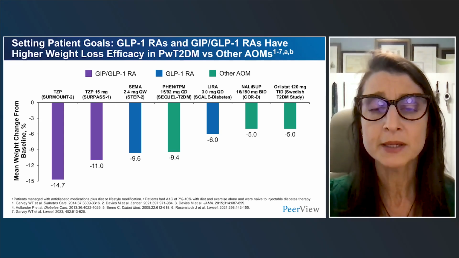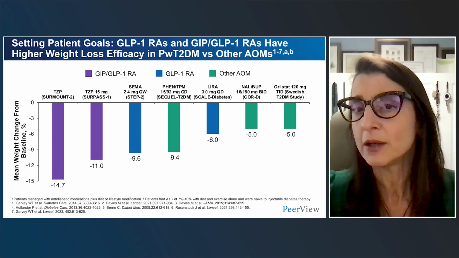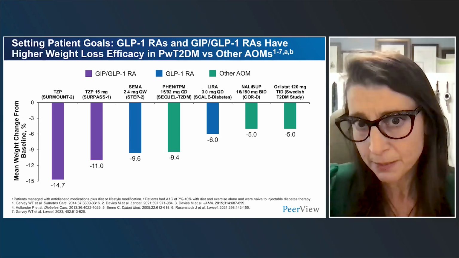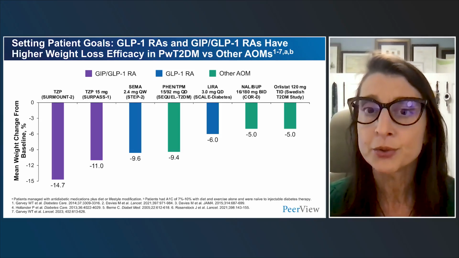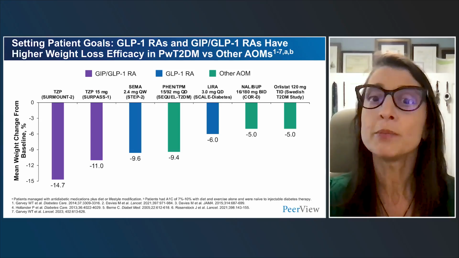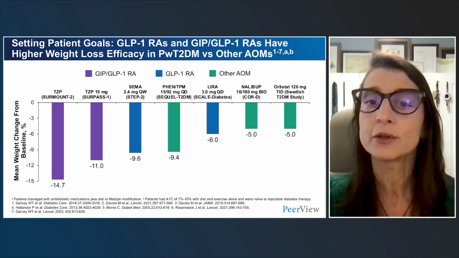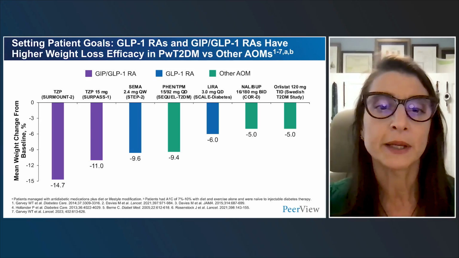Everyone responds to these differently, but this gives us an idea of about how much weight we can at least expect a patient to lose, and then what else we might need to do to help the patients accomplish those goals. And it could be combining agents, it could be referring them for a bariatric procedure, all of those things.